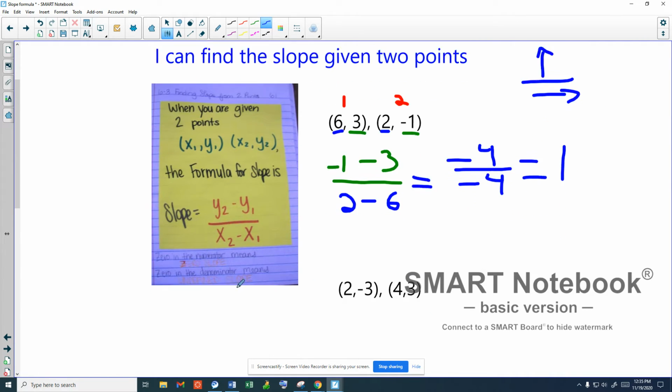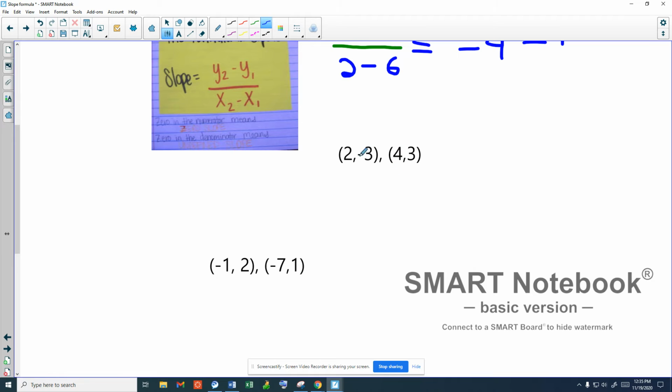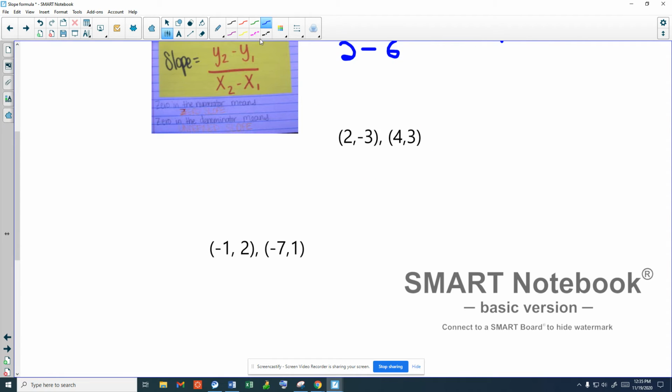Now, if we are given something like this, we do the same kind of concept. So we still have our y values that we're going to subtract. So it's going to be, this is 1, this is 2. So we have 3 minus a negative 3 divided by 4 minus 2.